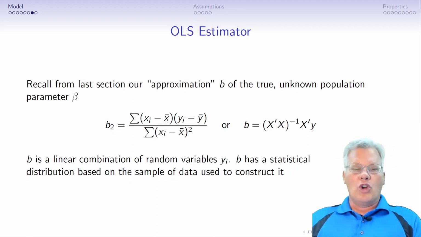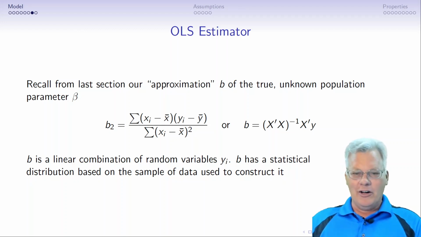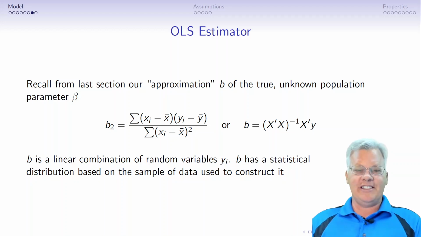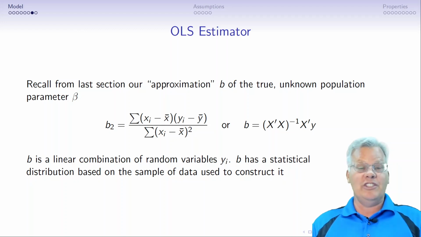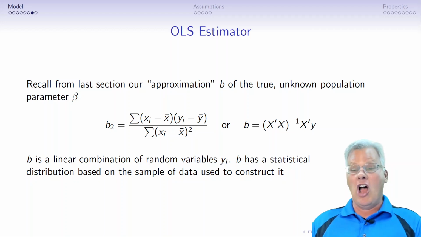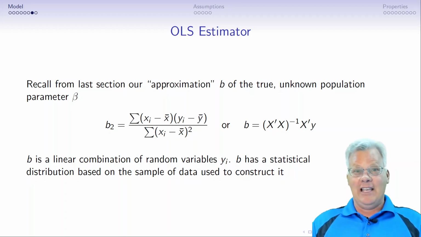Now, you recall from the previous section, from section 2.1, B, which was the OLS estimator, we had the slope, B2, which was equal to the sum of xi minus x bar times yi minus y bar over the sum of xi minus x bar quantity squared. Intuitively, this was the sample covariance of x and y divided by the sample variance of x in the denominator. Or we could express this in matrix notation as x prime x inverse x prime y.